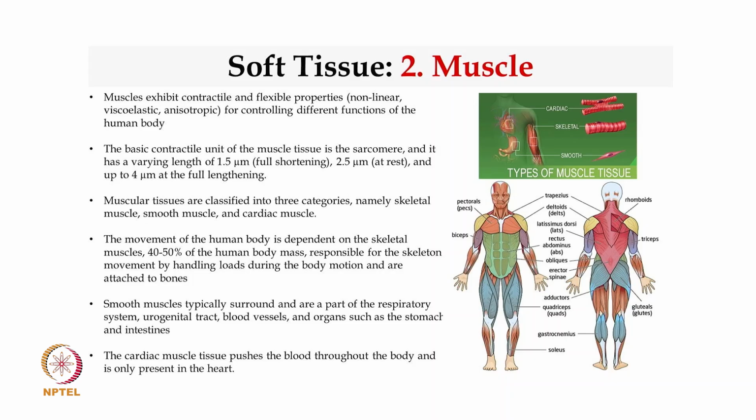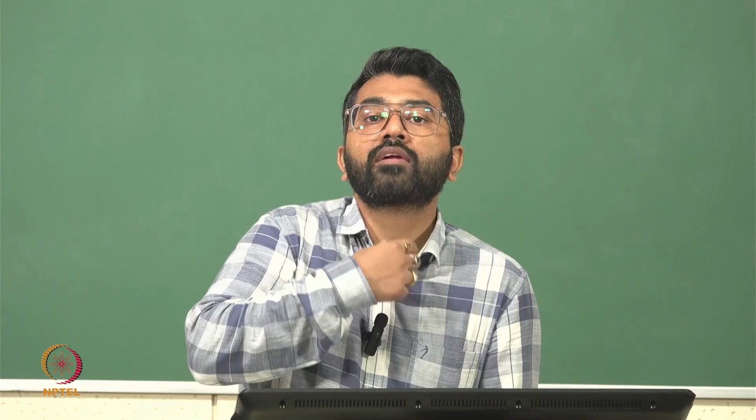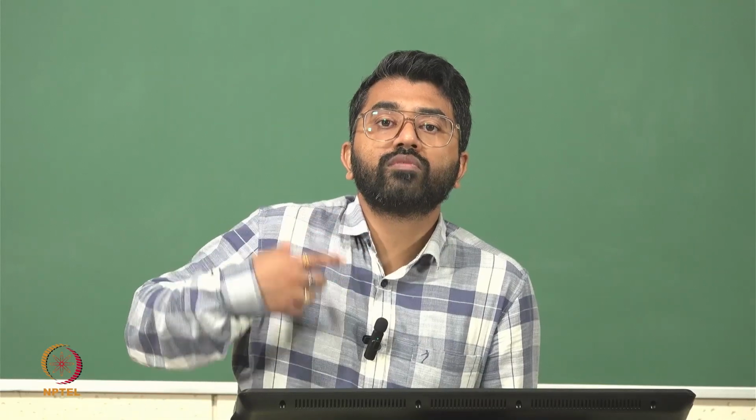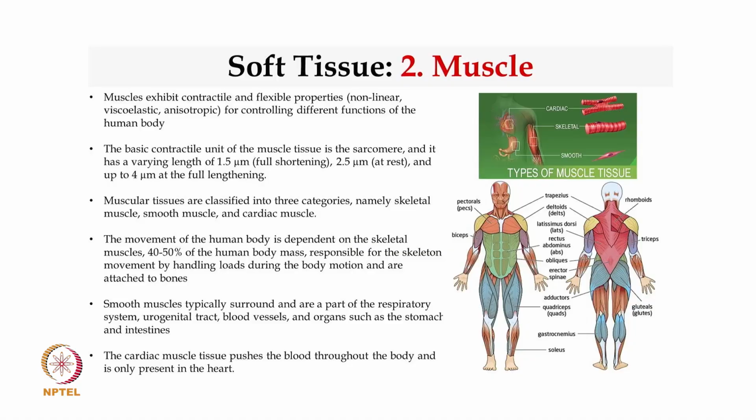The next part is smooth muscles. Smooth muscles typically surround and are a part of the respiratory system, right? The respiratory system is your upper tract, which is basically the trachea, and it goes all the way down to the lungs, right? You're looking at this part, and then you have the lungs and the different components of the lungs. Then they also line or cover different components of the urogenital tract and blood vessels. So they are pretty important. Smooth muscles are basically forming all the blood vessels.